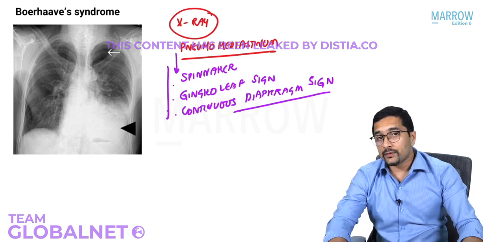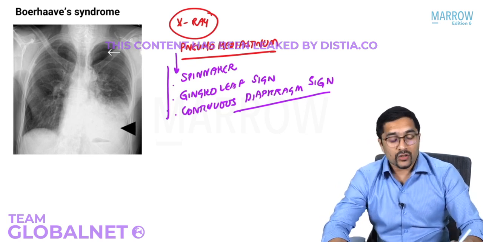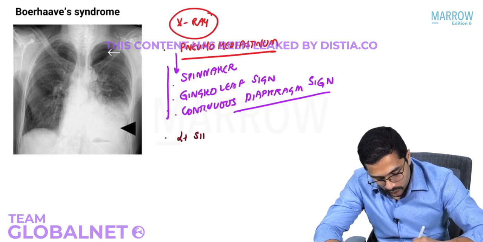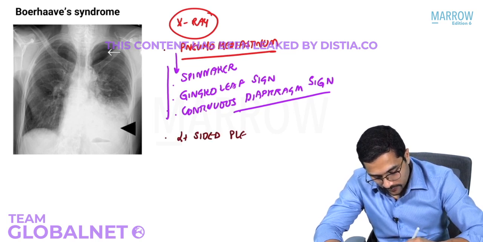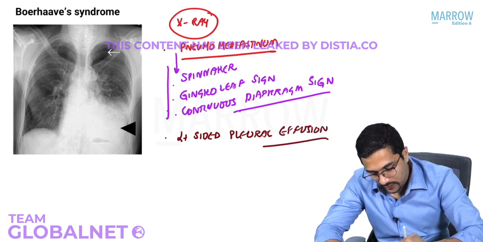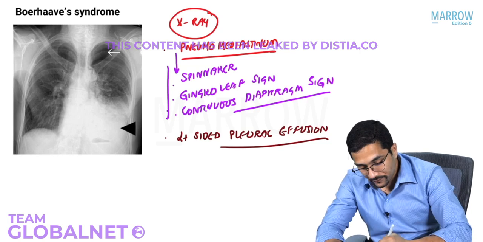So these are the signs which you can see in pneumomediastinum in a patient with Boerhaave syndrome. You can also see a left-sided pleural effusion because the perforation commonly occurs on the left side. So that is why a left-sided pleural effusion can also be seen in these patients.